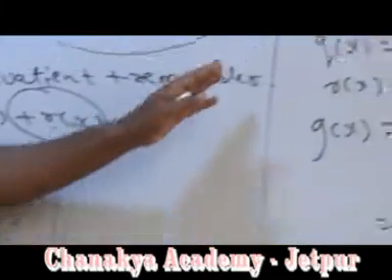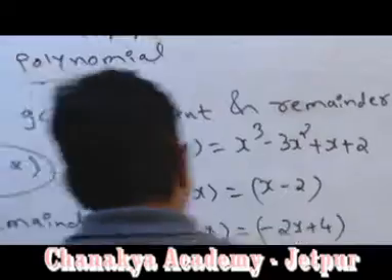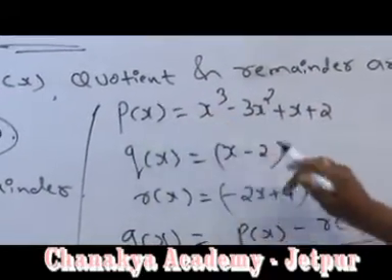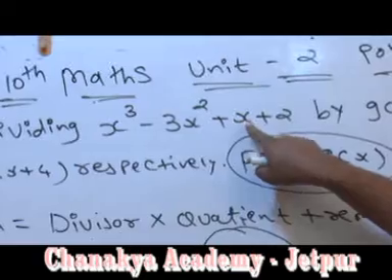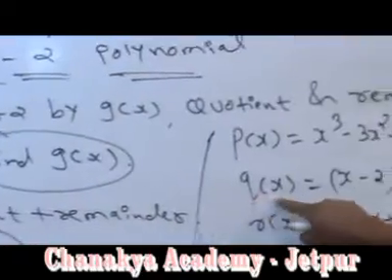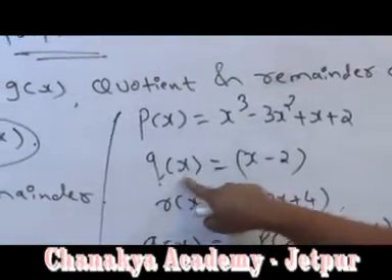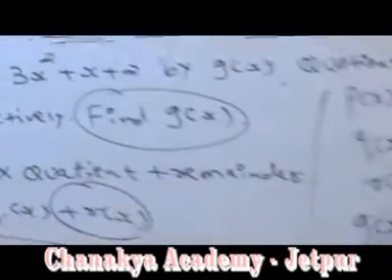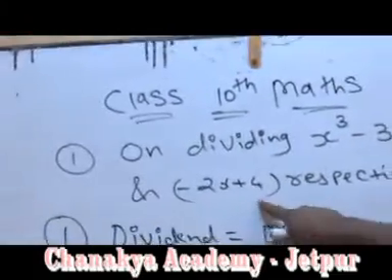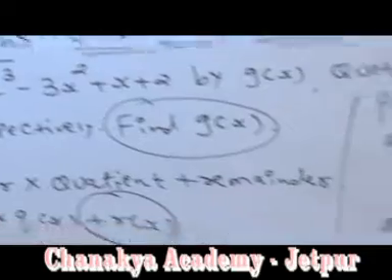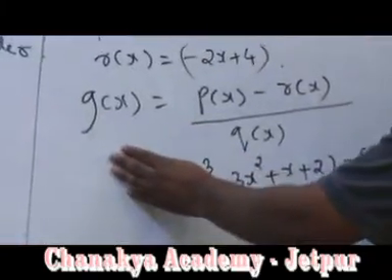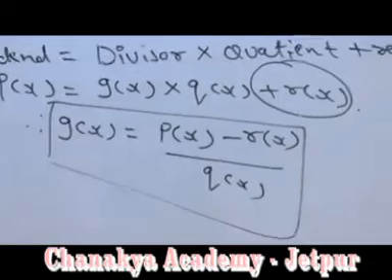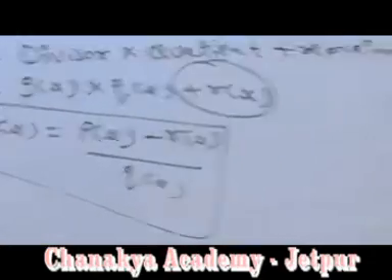Now I have classified step by step what is our p of x. P of x is x cube minus 3x square plus x plus 2. Next q of x, our quotient polynomial, is x minus 2. R of x, that is the remainder polynomial, is minus 2x plus 4. Now I have taken reference for our formula: g of x equals p of x minus r of x divided by q of x.